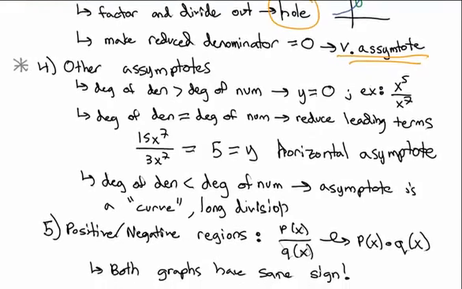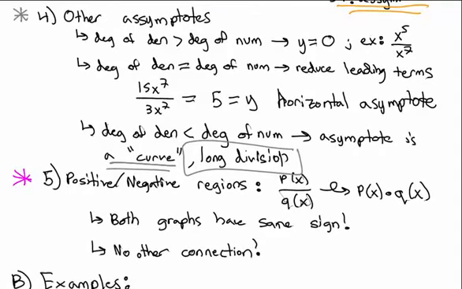But in the rare event that the denominator has a smaller degree than the numerator, we have to use long division in order to find that curve that it's going to get close to. And finally, we found the positive and negative regions, and that helped us identify the signs of our rational function. These are going to take practice to get all 5 of these processes down, knowing what to find, where to find it, and how to use it. Once you get a good practice with that, you'll be ready to go.